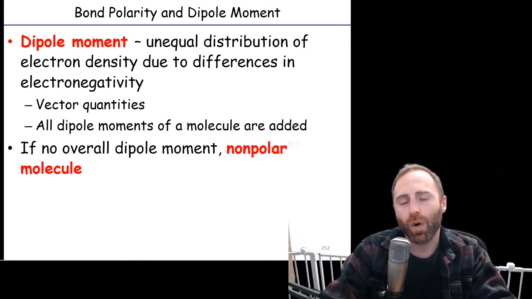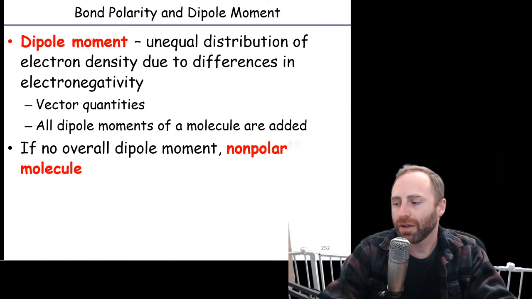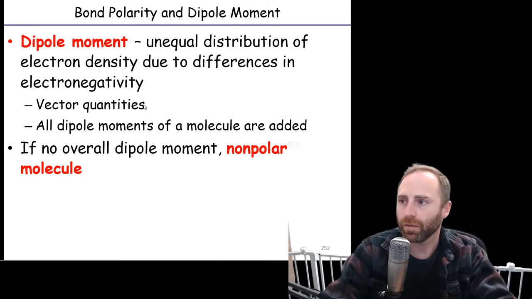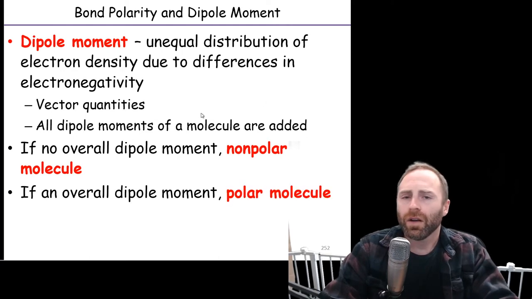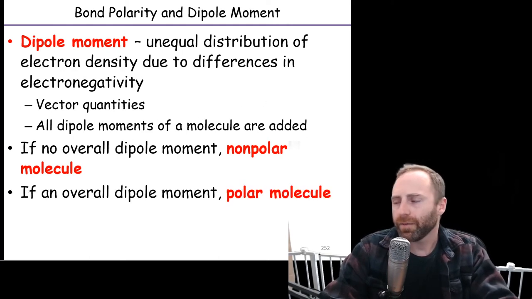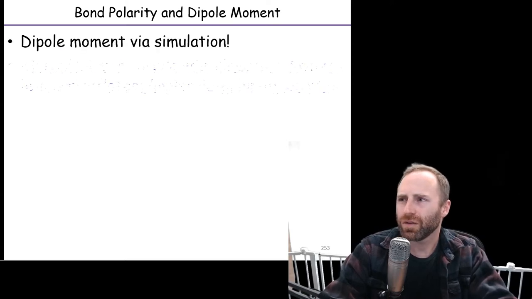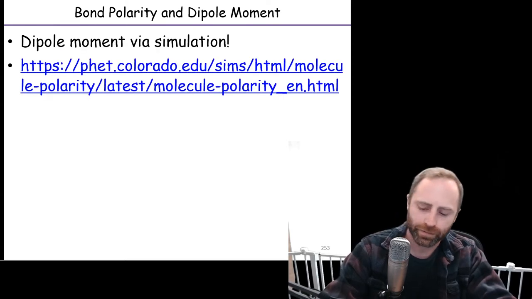If we have no overall dipole moment, we definitely have a nonpolar molecule. If we end up having a very, very, very small dipole moment, we'll sometimes go ahead and say that we have a nonpolar molecule, even though technically it's not. It just behaves like it's nonpolar. If we have a dipole moment, it's polar. So here's our simulation.